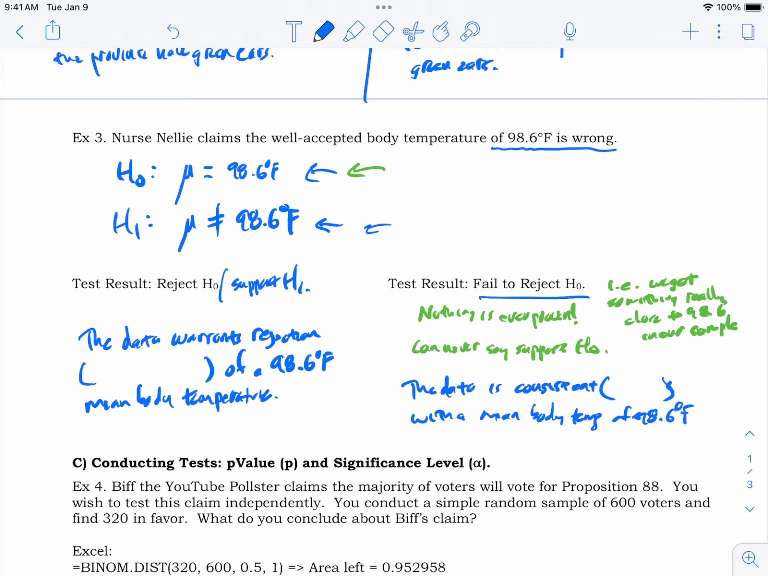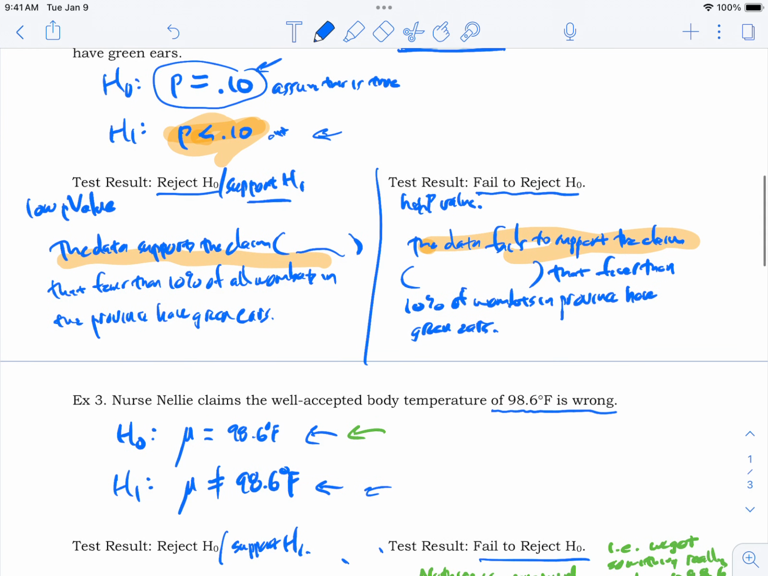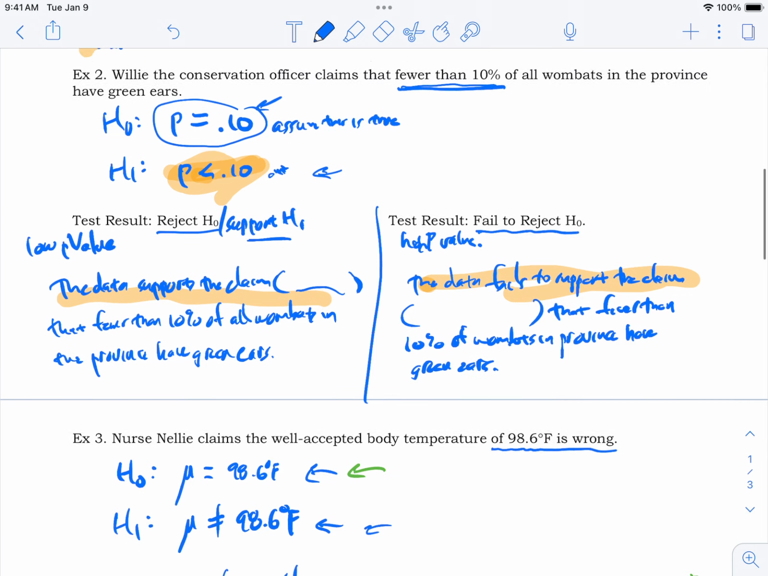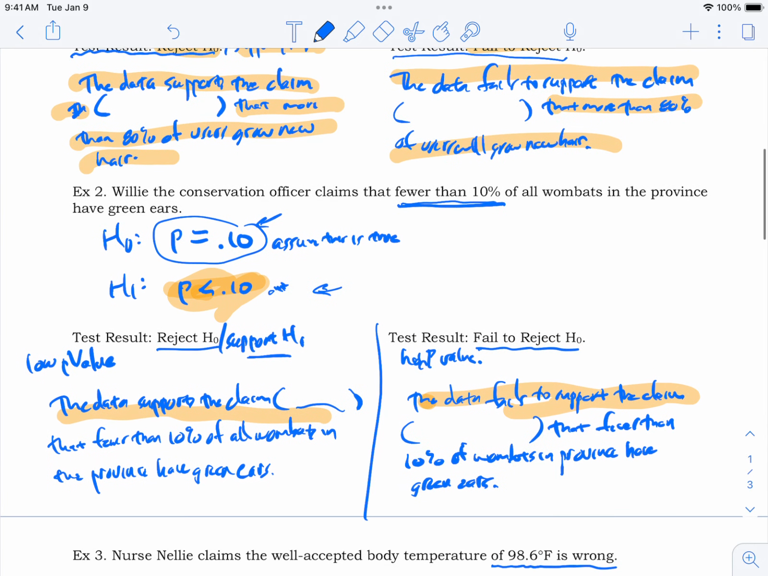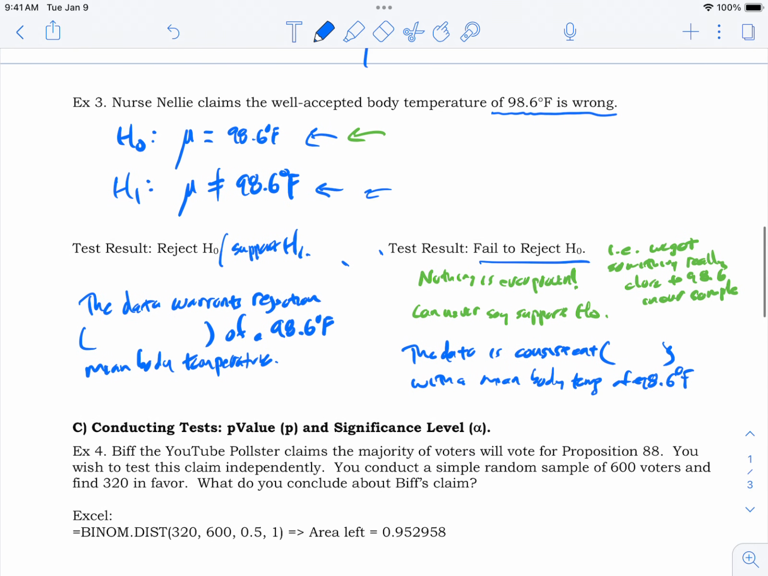And that's a 9. Okay. So I guess I don't use the word claim here or here. That's interesting. I use the word claim up here, right? The data supports the claim, fails to support the claim. But here I don't use the word claim. I say warrants rejection of a body temperature of this.